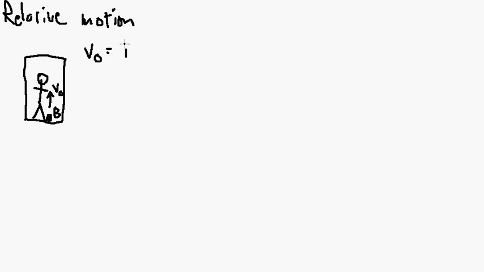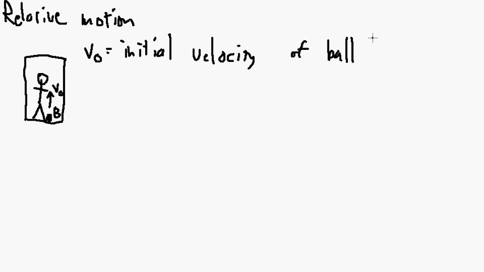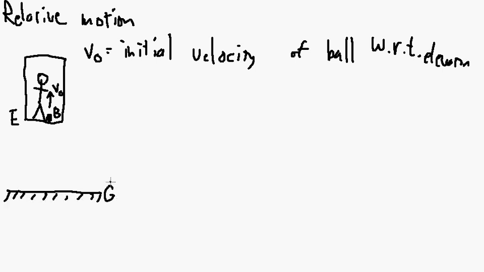V naught is initial velocity of ball with respect to elevator. Okay, so the elevator, we're going to denote by the letter E, and the ground with the letter G. The elevator has a y-axis associated with it, starting from the floor and going up, and the ground has a y-axis associated with it, starting from the ground and going up.